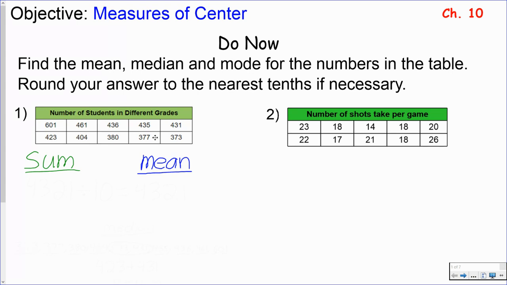Just plug the numbers into the calculator, hit enter, and these numbers add up to 4,321. Then you divide by how many numbers there are. There are 1, 2, 3, 4, 5, 6, 7, 8, 9, 10 numbers, so you divide by 10. And 4,321 divided by 10 is equal to 432 and 1/10. So 432 and 1/10 is the mean of this data.